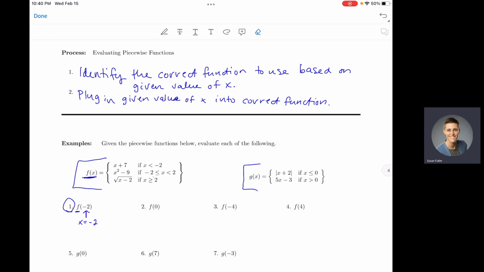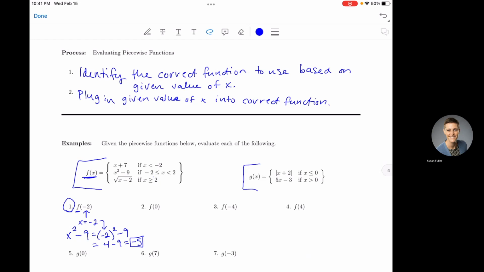Okay, so now we know that the function that we're going to use is this middle one, which is x squared minus 9. That's our correct function. And then don't forget to plug your x value into your function. So when we plug that in, we'll get -2 squared minus 9. -2 squared is +4, minus 9. That gives us an overall value of -5 as the function value of -2. Again, just got to pick your function and then plug it in.